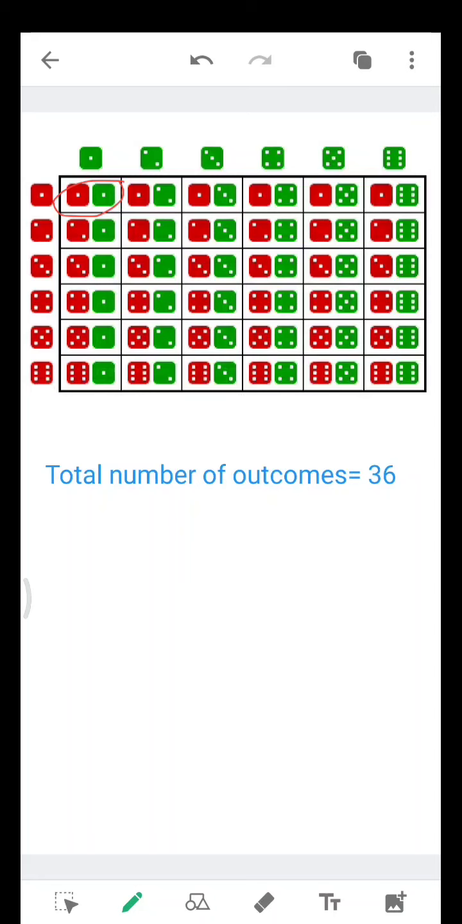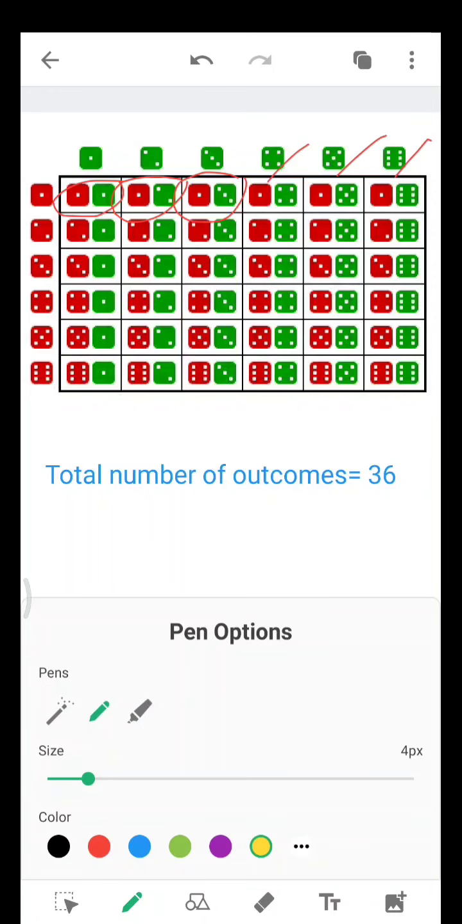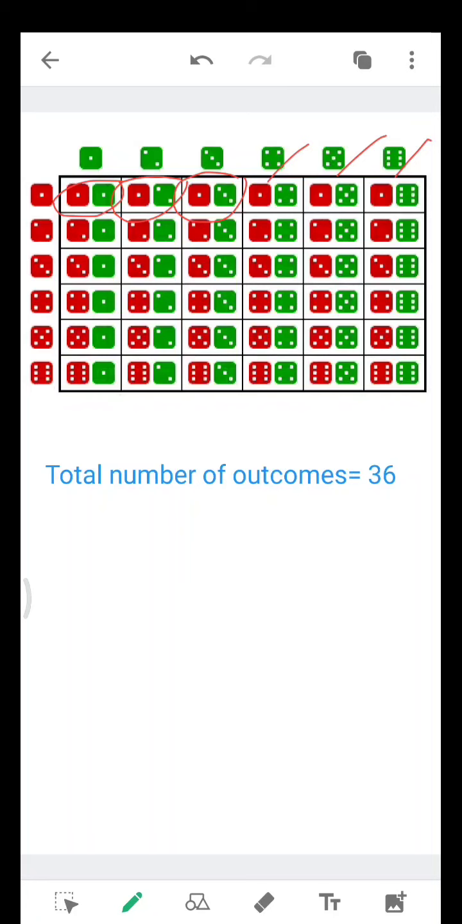Then suppose you got 1 on the red and 2 on the green. Possible or not? Yes, it's possible. Then you may get 1 on the red, 3 on the green. So this way it goes on. 1 on the red, 4 on the green, 1, 5, 1, 6. Then coming to the next, you may get, I'm telling you may get, we are not sure. We are going to see their probabilities very soon.